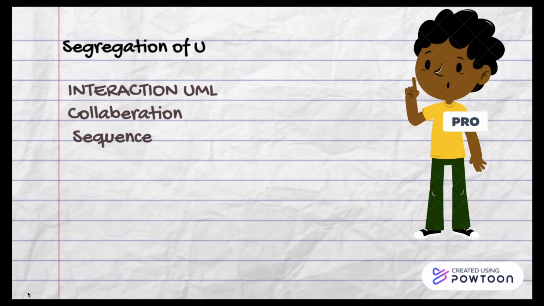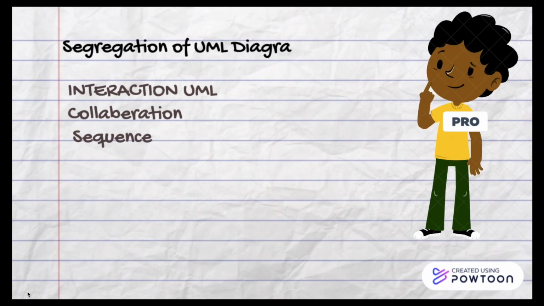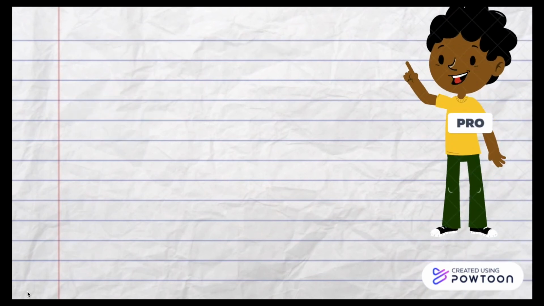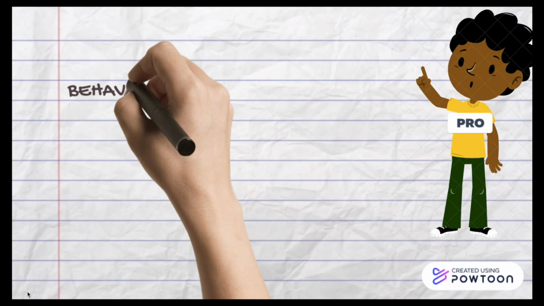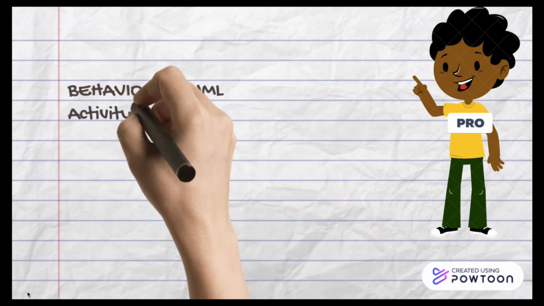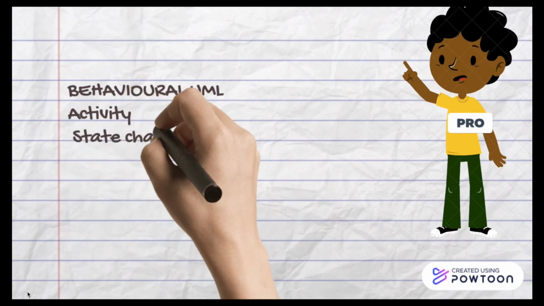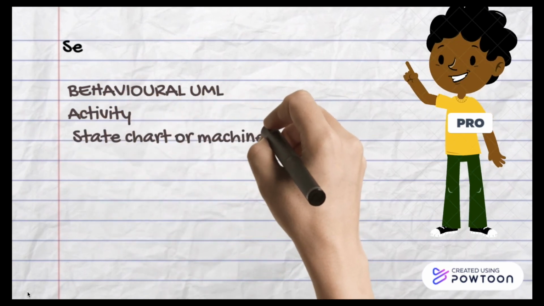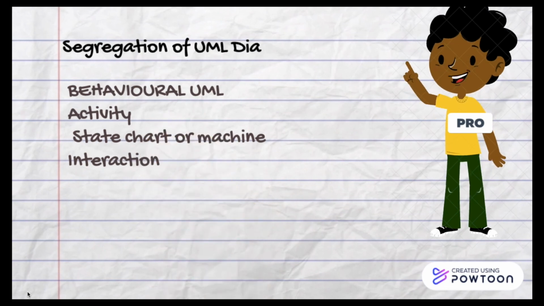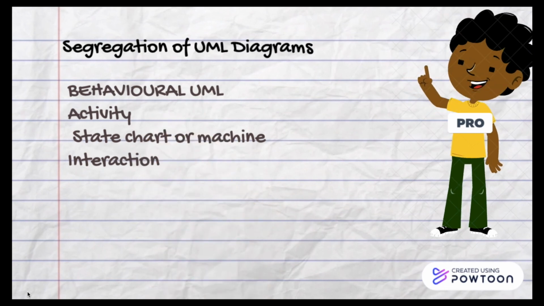Remember, now we are looking at the segregation of UML diagrams, from the big list we saw in the previous slide. The next one is behavioral UML diagrams. We have a few under this: activity diagram, state chart diagram or state machine diagram, both are the same, and then interaction diagrams also come under behavioral UML.